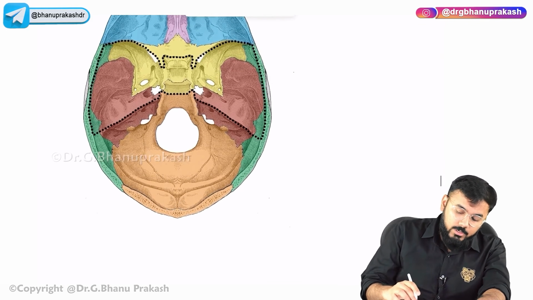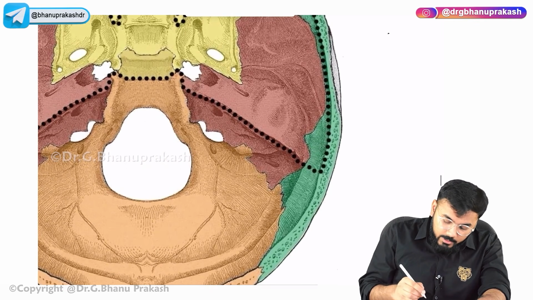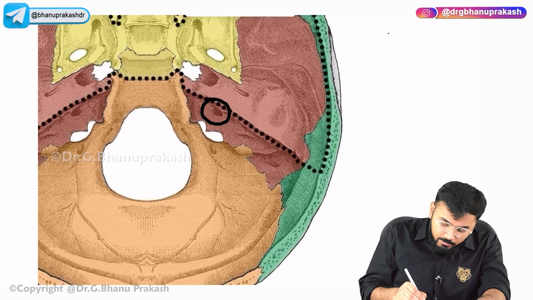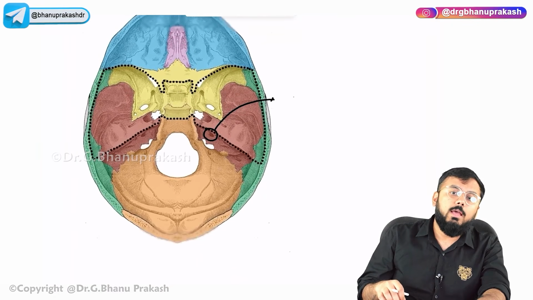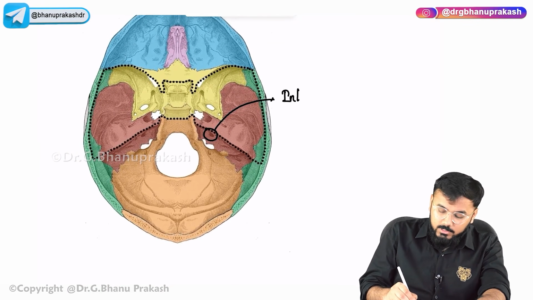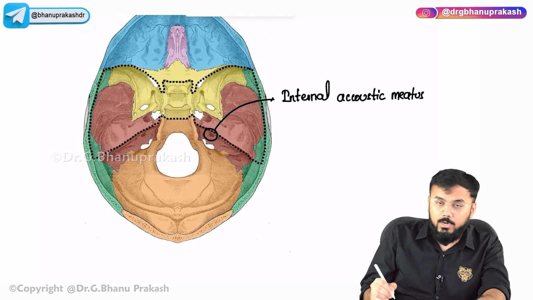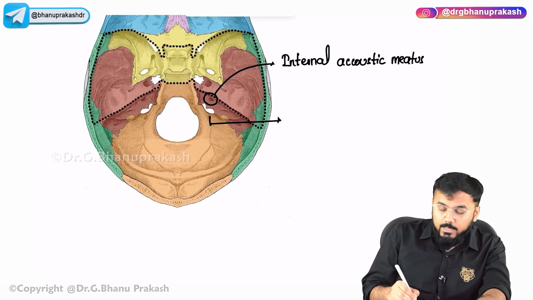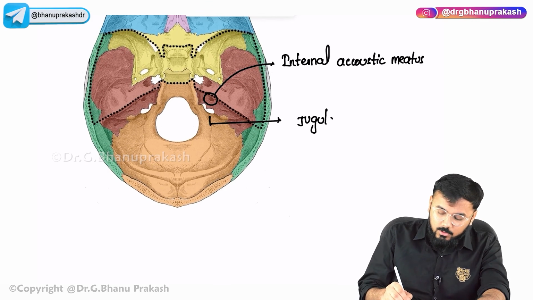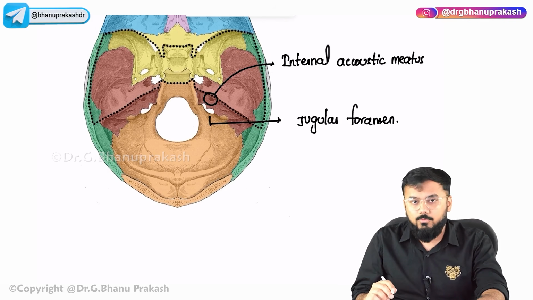In the foramens of posterior cranial fossa, what are the different kinds of foramens you have got over here? If I zoom in, you cannot see a foramen here clearly, but think that this is a foramen. This is called your internal acoustic meatus. After internal acoustic meatus, this part over here is called your jugular foramen. Internal acoustic meatus and jugular foramen.